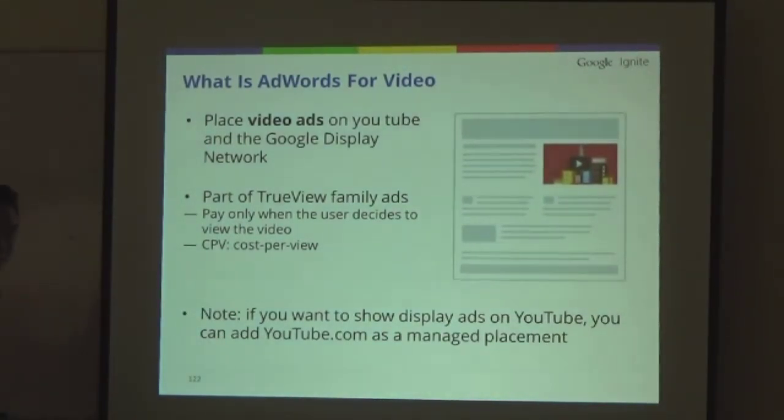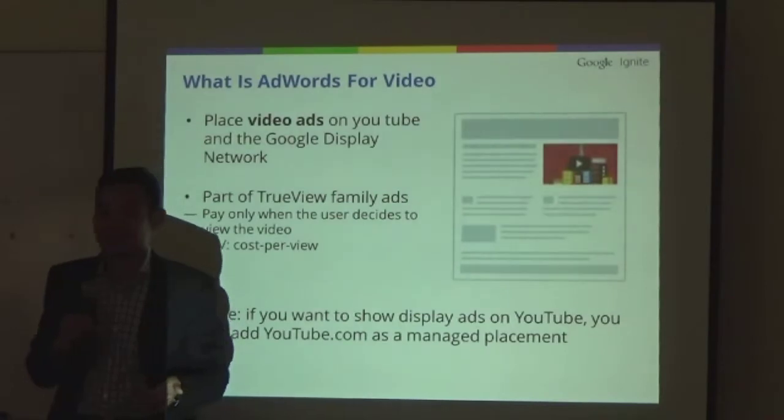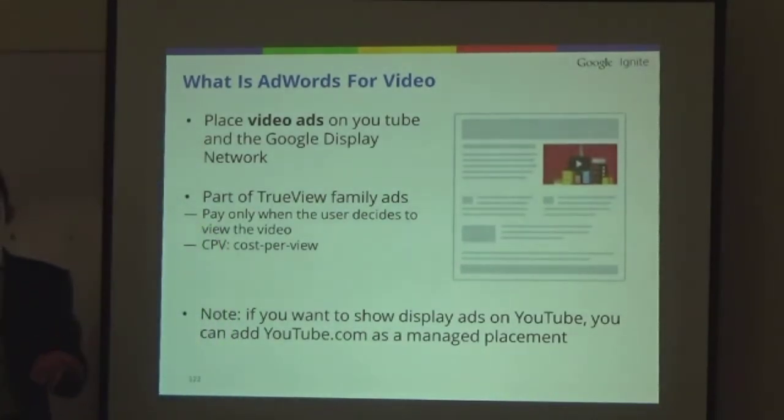What is AdWords for video? What it means is that we can place video ads on YouTube and GDN, Google Display Network, which means to say, with the AdSense program, the inventory with AdSense and the DoubleClick Ad Exchange is also part of the GDN, correct? So it's not only limited to YouTube. You can actually use AdWords for video on all the other GDN sites outside YouTube. So bear that in mind, it's not just for YouTube alone, yeah?